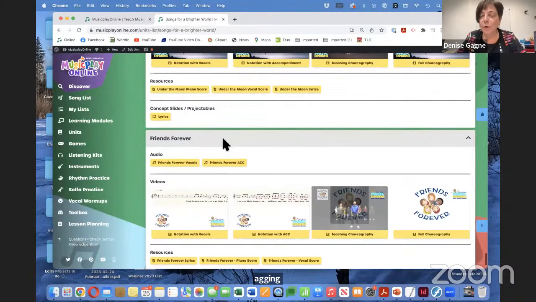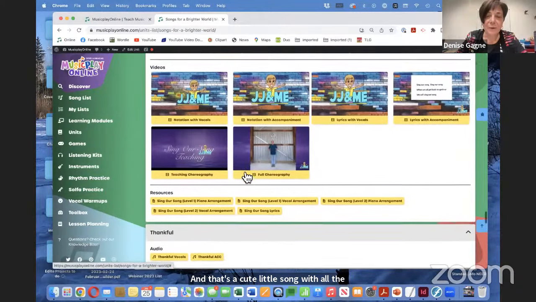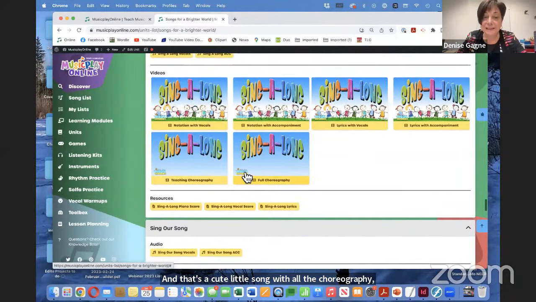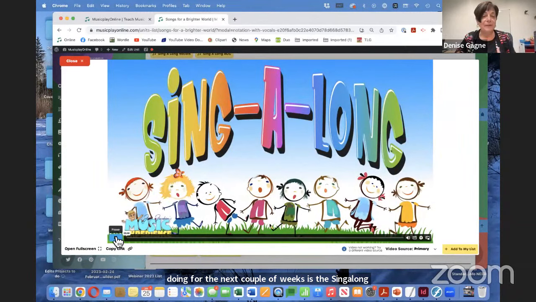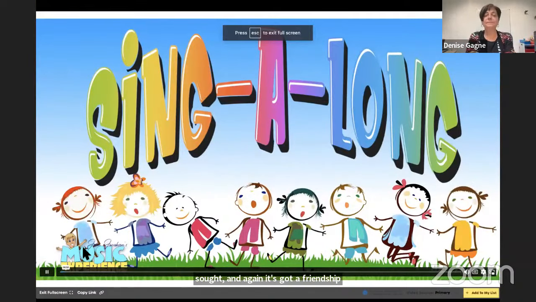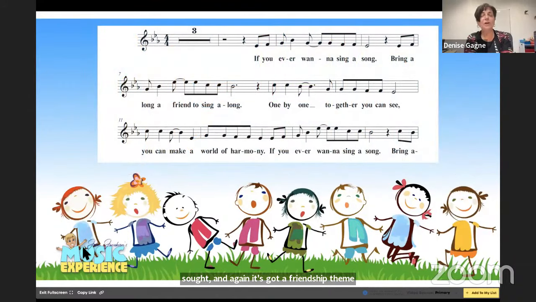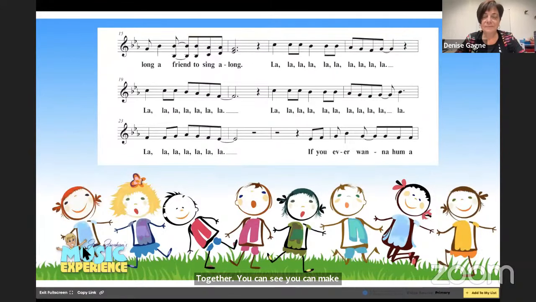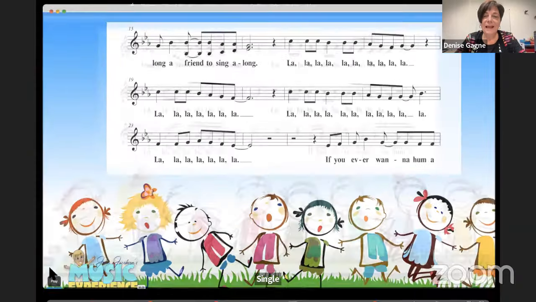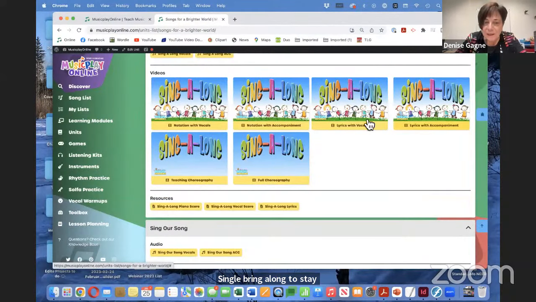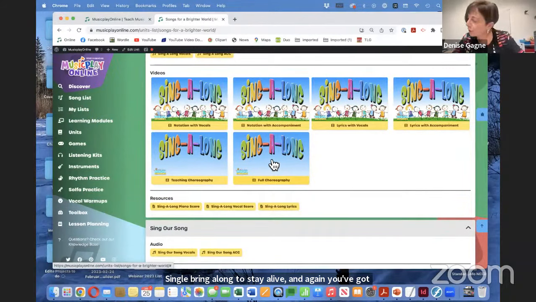Cute little song with all the choreography. The one for middle school that I included and will be doing for the next couple of weeks is the sing-along song. And again, it's got a friendship theme. It sounds like another song that I know. And again, you've got full choreography. So you've got John teaching it and then the full choreography for doing it.